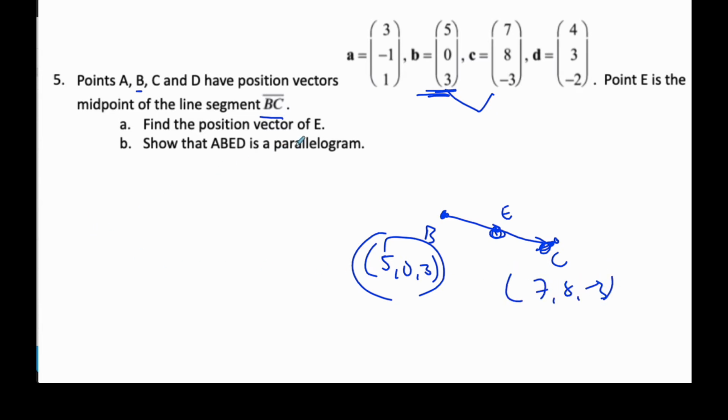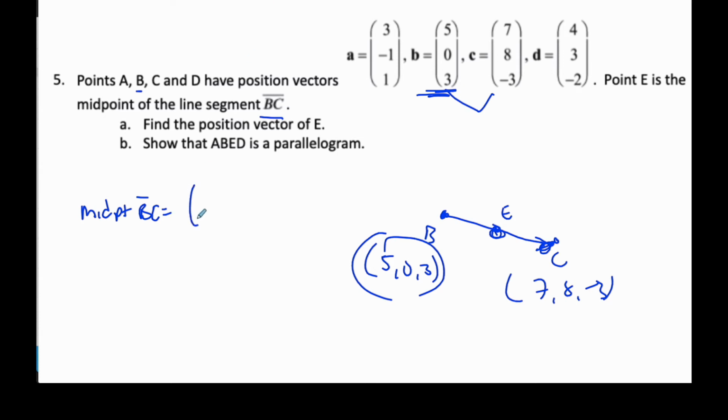And so if I want to find the midpoint of BC, I take my x values, add them and divide by 2, so 12 divided by 2 is 6. 0 plus 8 divided by 2 is going to be 4. 3 plus negative 3, 0 divided by 2 is 0. So that's the midpoint of BC.